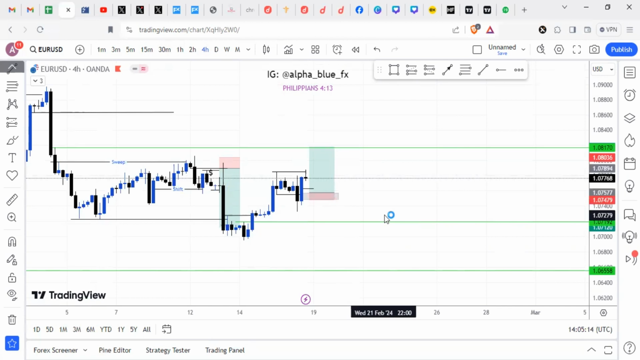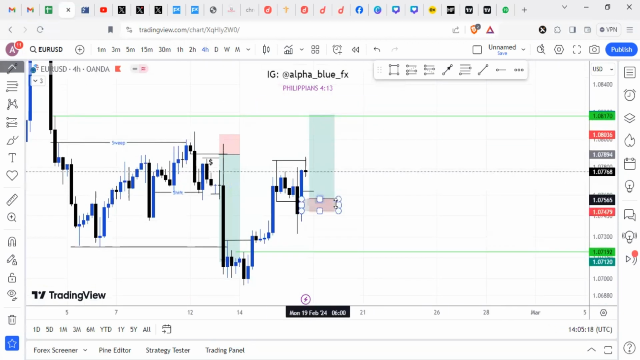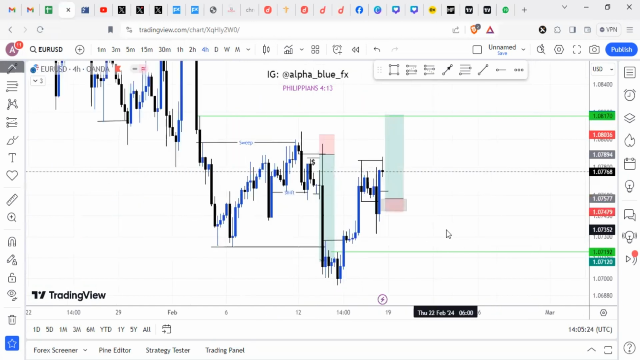Even though Monday is a bank holiday, so I won't be trading on Monday, I'll have my buy limit set right here. If it gets triggered, fine. If it doesn't, fine. So this is the higher time frame view.